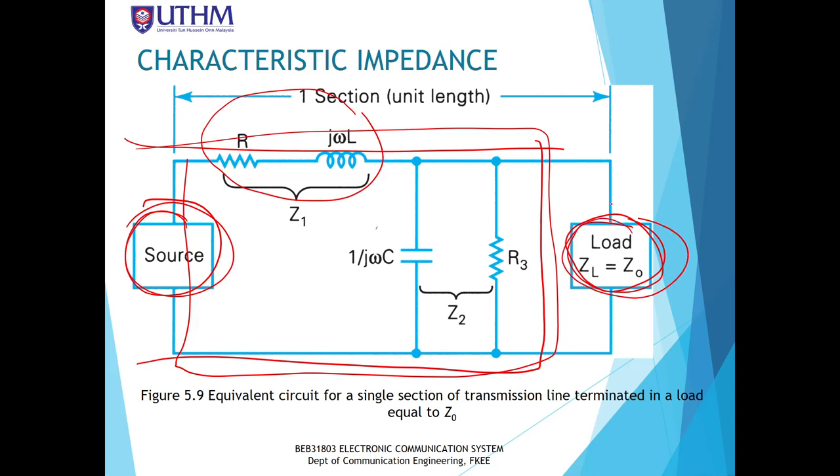Okay, so if you want maximum power transfer from the source, we need to make sure that the load has an impedance equal to the characteristic impedance.